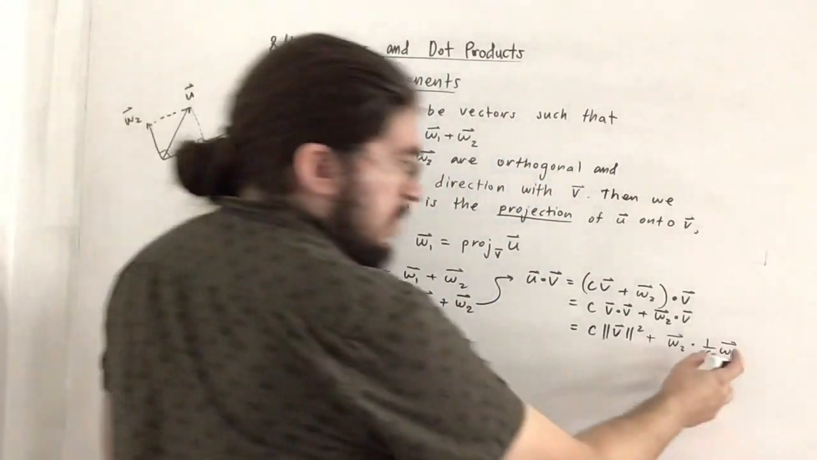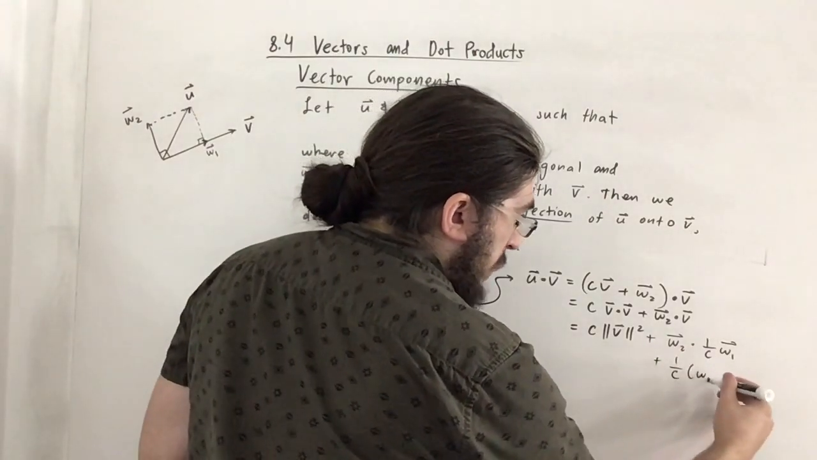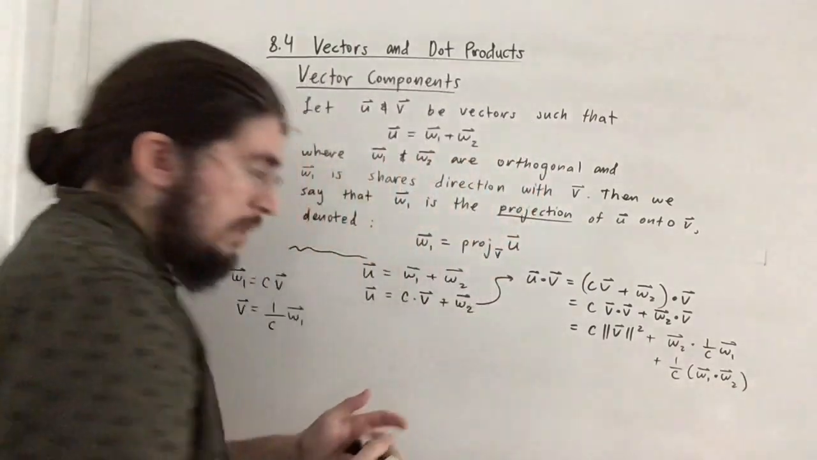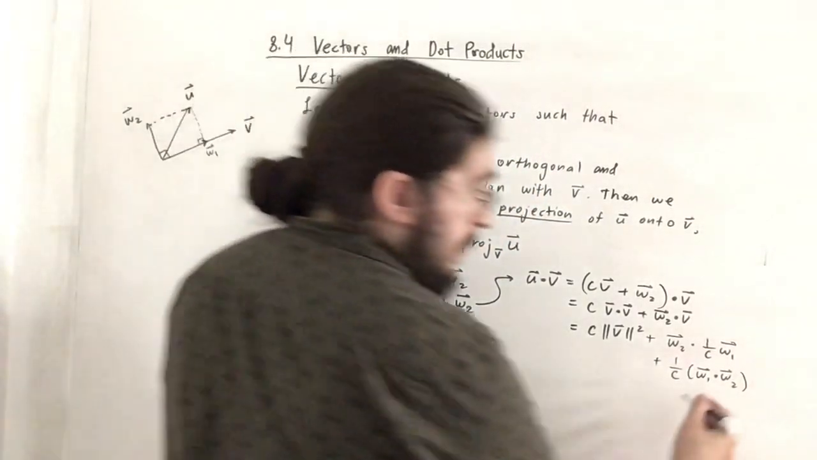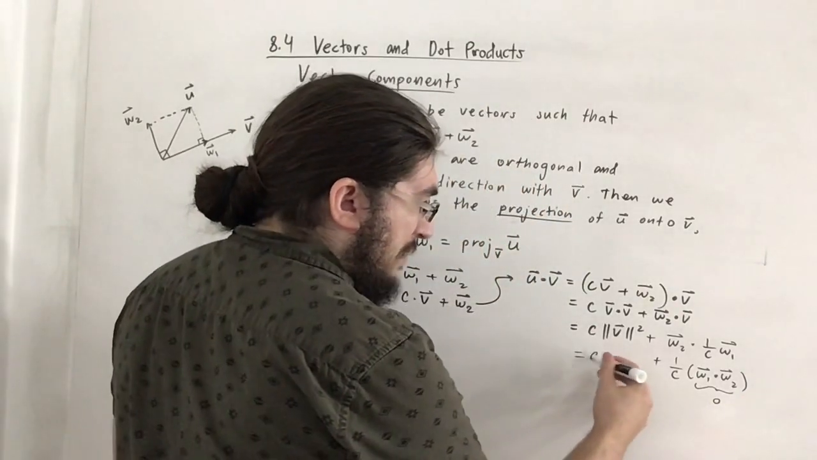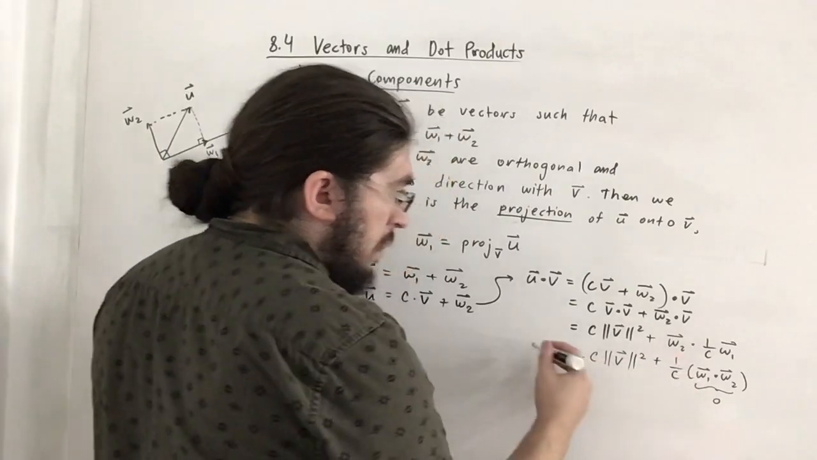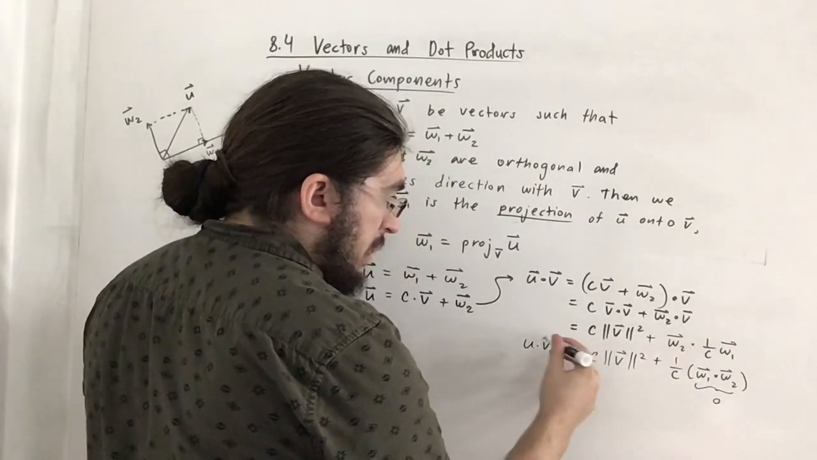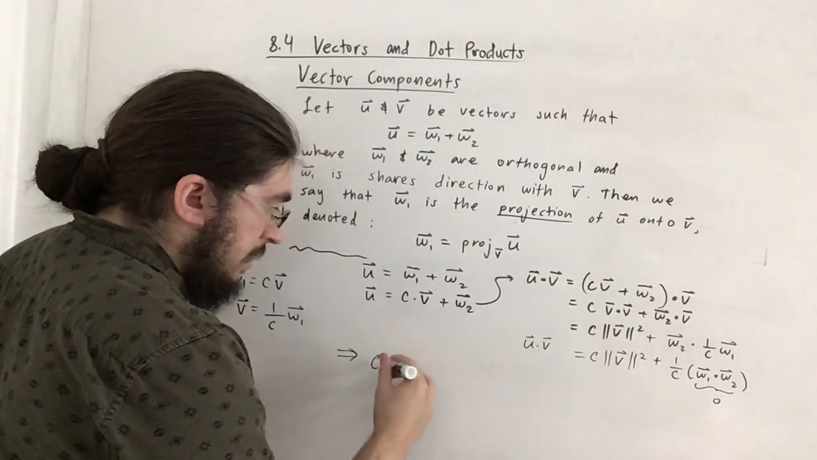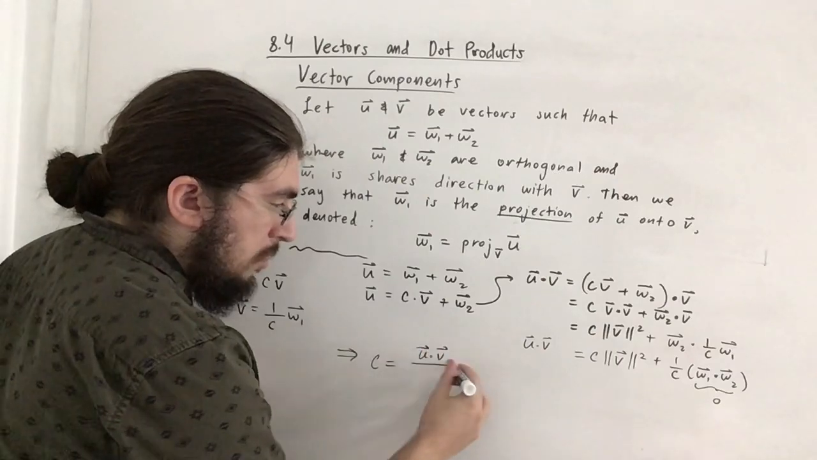First off, we can move things around. This scalar can be pulled out like we saw earlier. And then we get w2 dotted with w1, which I'll write like this. And notice since they are orthogonal, this must be 0. And that's kind of it. We can actually solve for that scalar c now. So what we get as a consequence of all this work is that the scalar c must be u dot v divided by the magnitude of v squared.